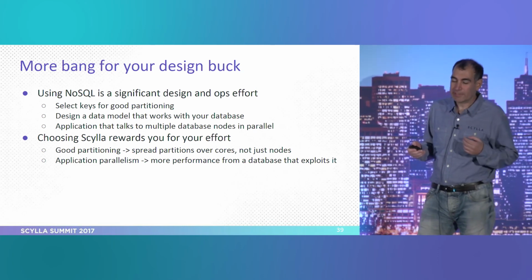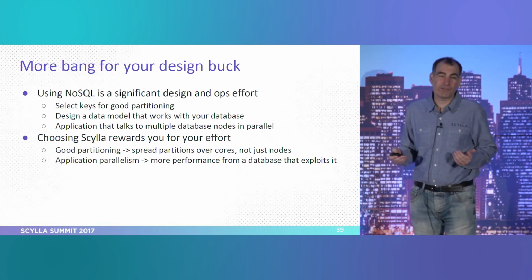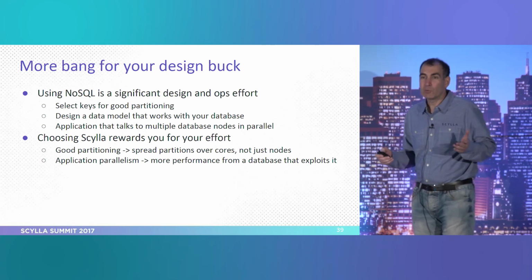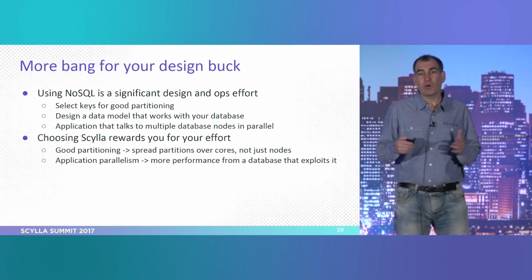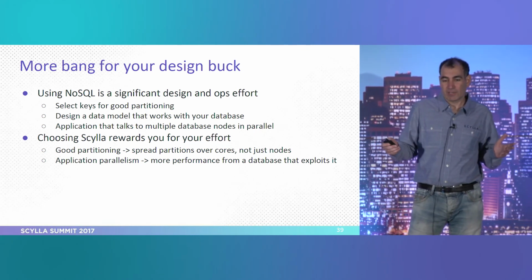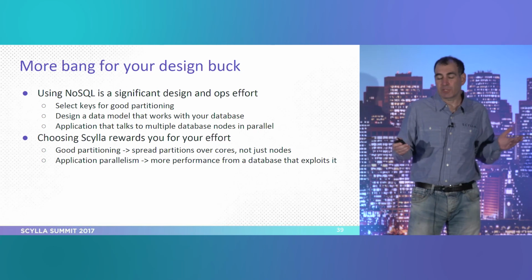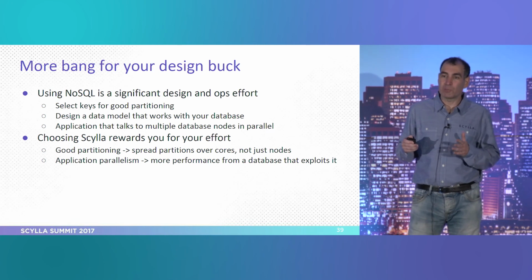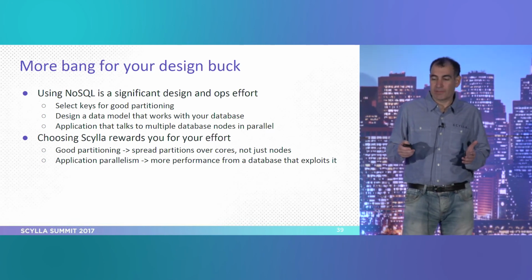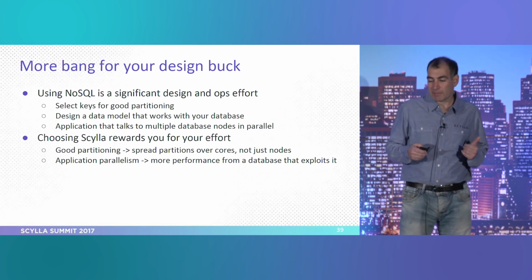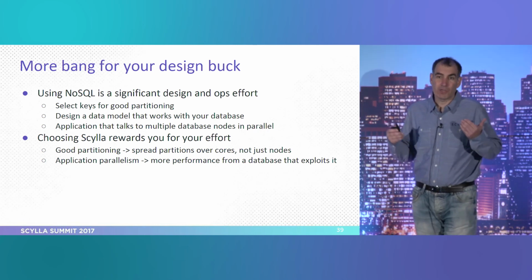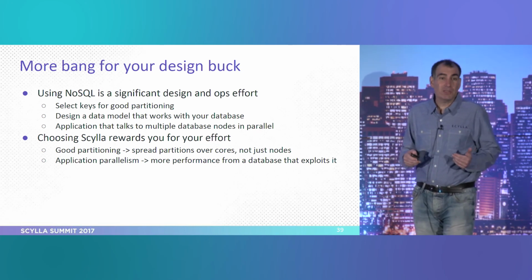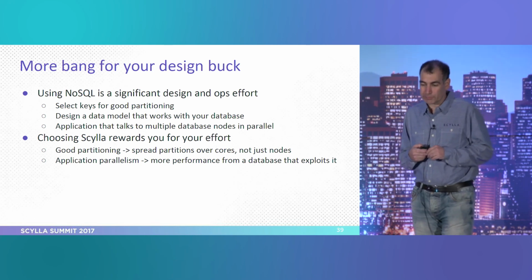And what Scylla gives you here is that you get more for your investment. In Cassandra or in other databases, when you select your partitioning model, you allow the database to partition the data among the nodes. So that's what it buys you. In Scylla, it buys you more because it allows the database to also partition the data among the cores. And this way, it gives you even more performance for the same design effort. So you have to undergo this effort. It's a significant switch from the relational model. But with Scylla, you get more for that effort.